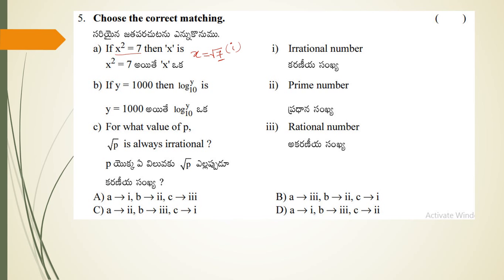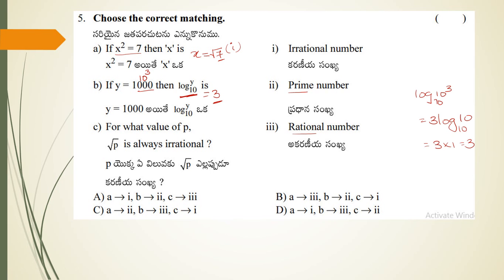Next, for y is equal to 1000, 1000 can be written as 10 power 3. Now when I replace y with 10 power 3, what am I going to get? Log 10 power 3 to the base 10. Already using the power law we have done this. 3 will come to the front, so log 10 to the base 10. This gives me 3 into 1, which is equal to 3. Hence this answer is 3. So 3 can be a prime number or a rational number. So there are two possibilities for B, right?